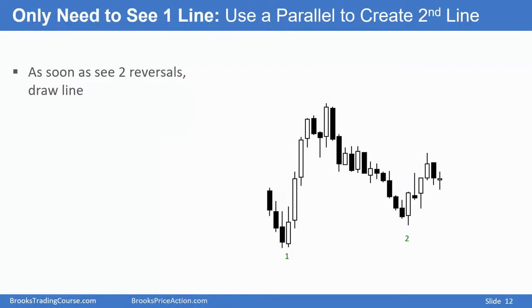Traders are always paying attention to reversals because reversals allow them to draw lines. And as soon as the trader sees a second reversal, he can start to draw lines, this low and that low, high or low, so it's a bull channel at this point.